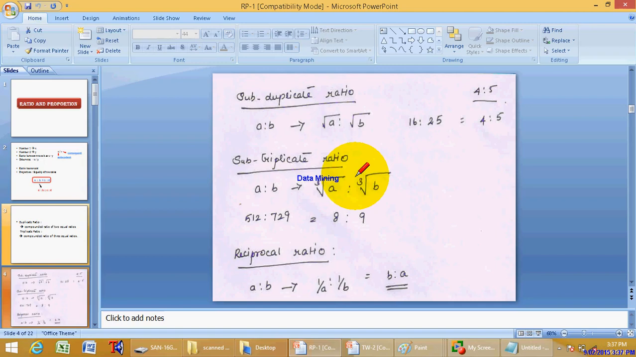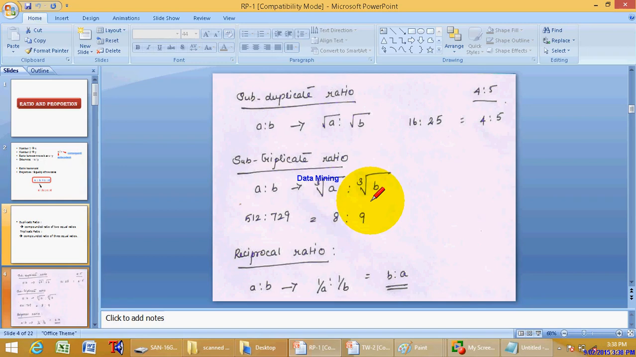And likewise, the sub-triplicate ratio can be derived from the triplicate ratio. I already told you that the triplicate ratio is the cubes of the given ratio. So in parallel, sub-triplicate is the cube root of the given ratio. That is, cube root of A is to cube root of B.